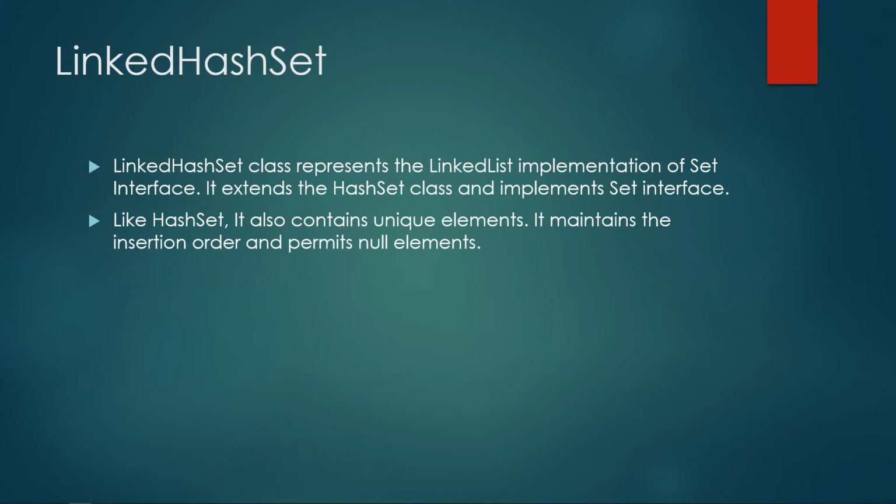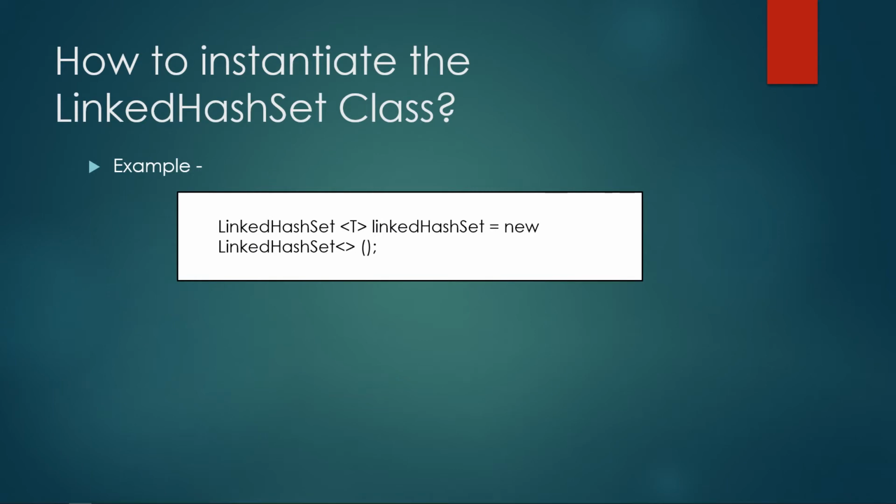A linked hash set is very similar to a hash set. The difference is that this uses a doubly linked list to store data and retains the ordering of the elements. That's the important thing to know about linked hash set: it retains the order of the elements. So how to instantiate the linked hash set class? Again, it's the same way.